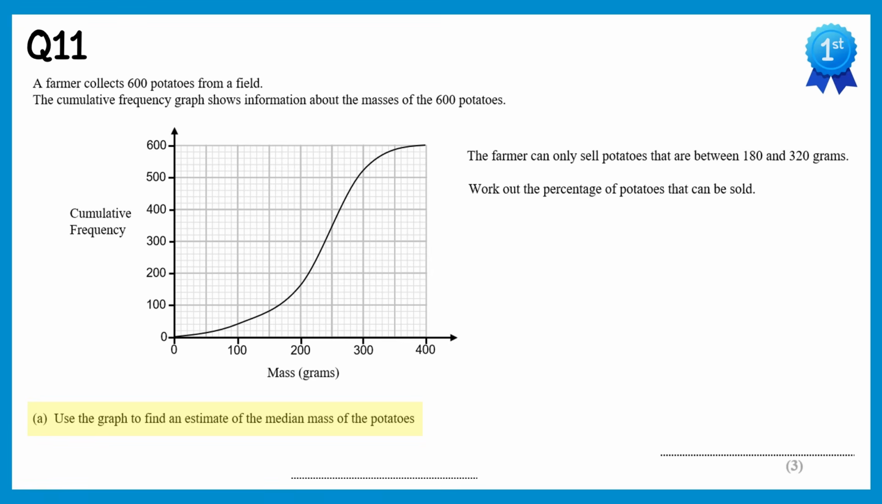So if we go to 300 on the cumulative frequency, read across until we hit this graph, and then go straight down from there, you can read off this value is about 240 grams.